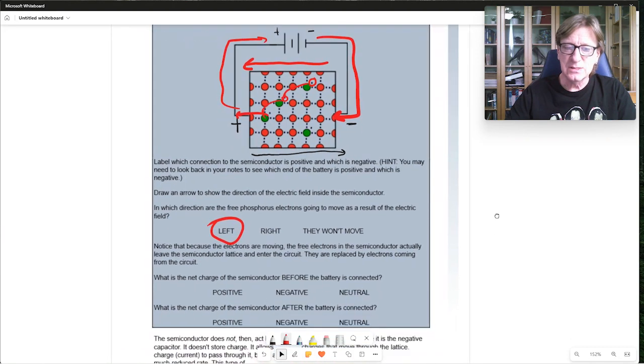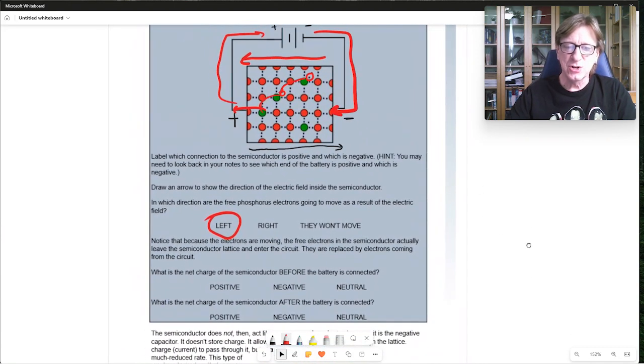So let's scroll up here. What is the net charge of the semiconductor before we connect the battery? It's a little tricky, so think about it.